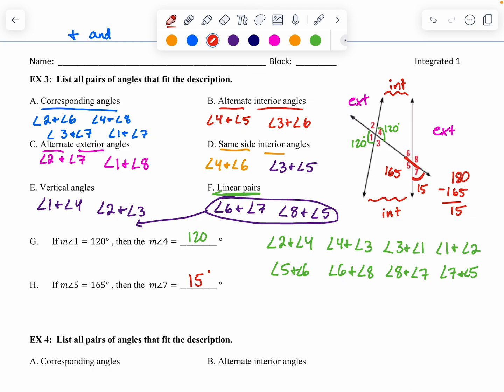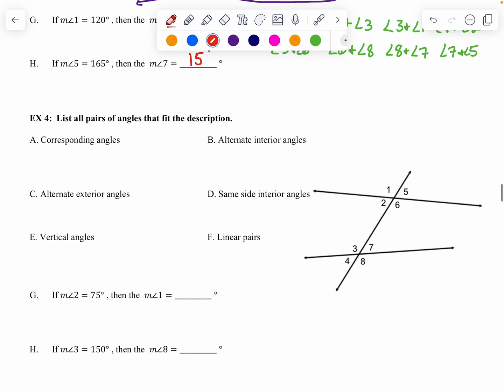All right, you've seen them all, so why don't you try the next problem? Pause the video and then watch the next set. All right, I'm going to go a little faster this time. So again, between the two lines, that's the interior, and this outside is the exterior.